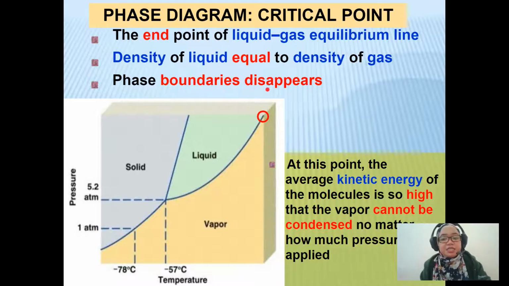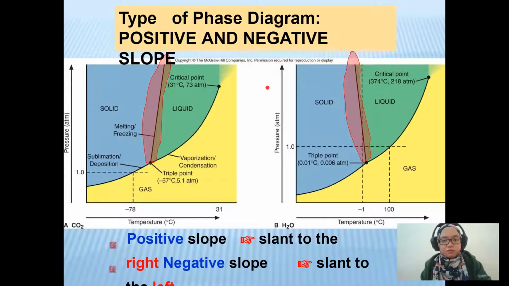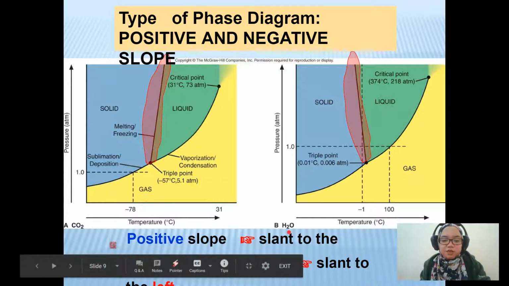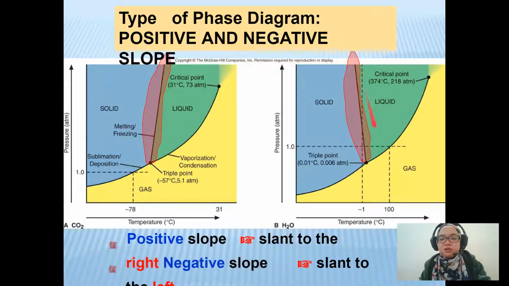Now, kita nak tengok jenis-jenis of phase diagram. There are two types of phase diagram: positive and negative slope. Positive slope, dia slant to the right, and negative slope, dia slant to the left. So kita nak tengok macam mana after this, which type of molecules or component have this kind of positive slope and negative slope right after this.